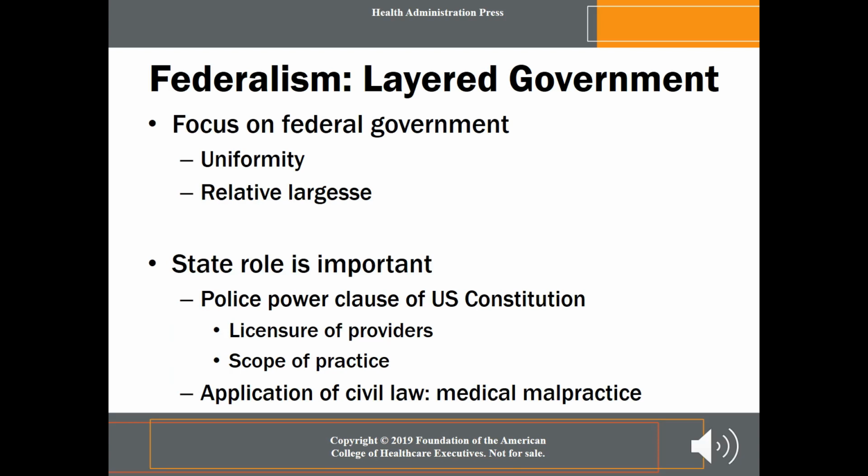Federal policy making is important because of its uniformity across the nation and its impact on the healthcare system. But the states have an enormous amount of authority in their role in crafting healthcare policy. The 10th Amendment to the U.S. Constitution is what plays an integral role. This clause, often referred to as the Police Power Clause, reserves to the states those powers not expressly transferred to the federal government in the Constitution.